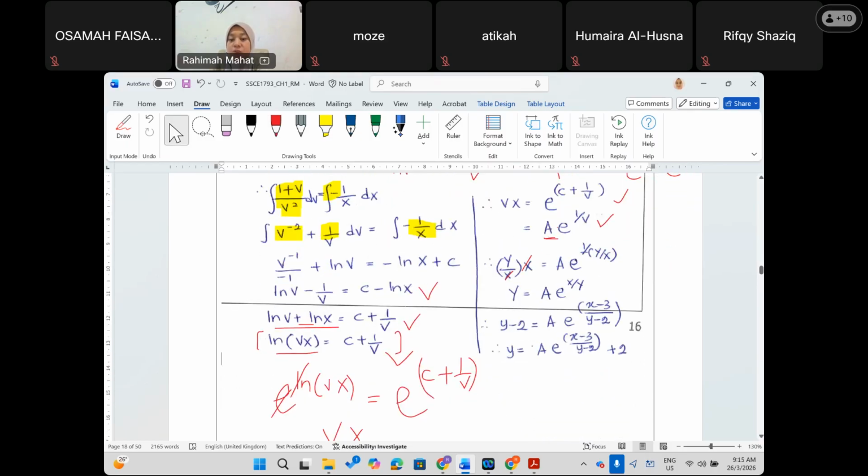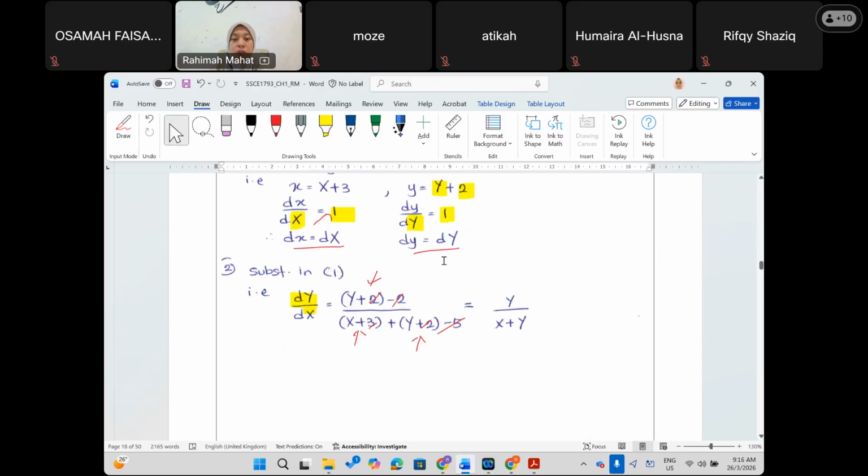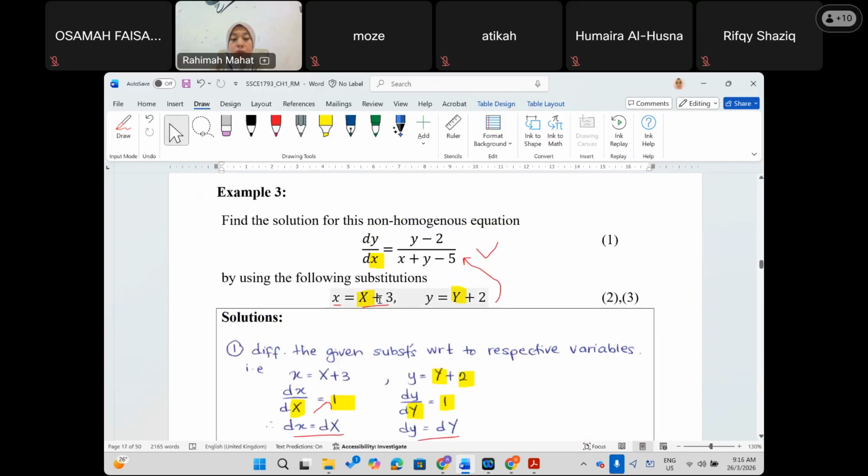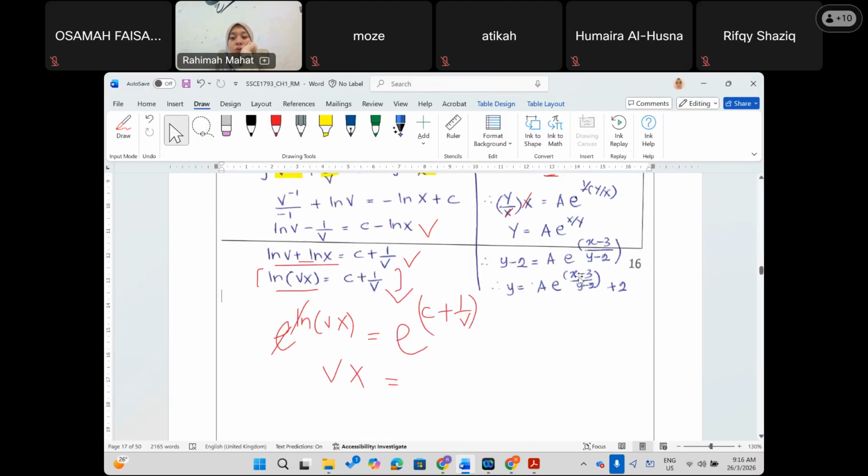Okay. And then you substitute your capital Y and capital X from the equation here. Capital X is equal to x minus 3 from this part, and capital Y is equal to y minus 2. So we can get x minus 3 and y minus 2. And then you want to find your y, so you move your 2 to the other side. So this is your final answer.